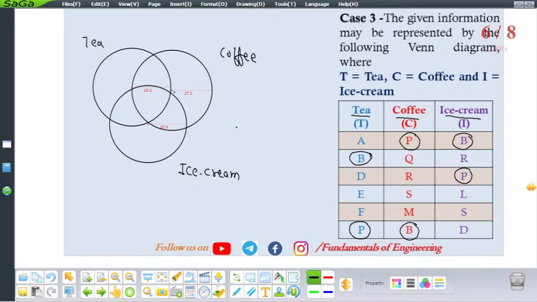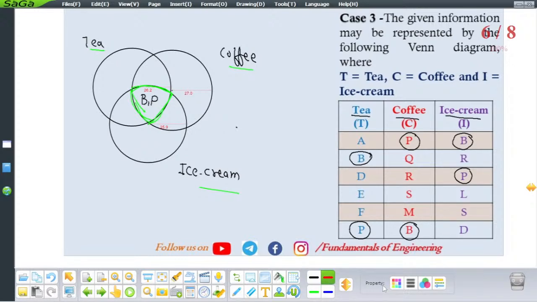If you see here, this is the area which is common in all three. In this area, the persons who belong like all three objects: tea, coffee and ice cream. We have the information that B and P like all three objects, so we have to represent B and P in this area. So this is the common area in these three, right?